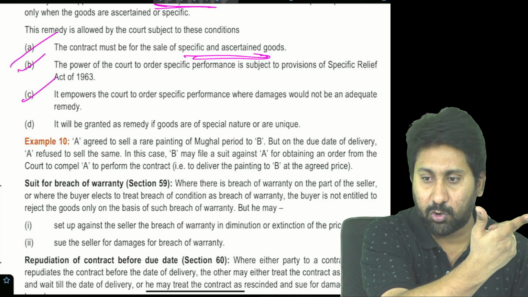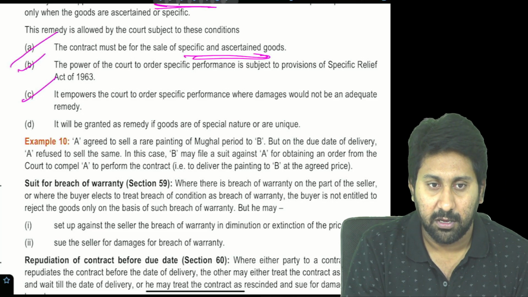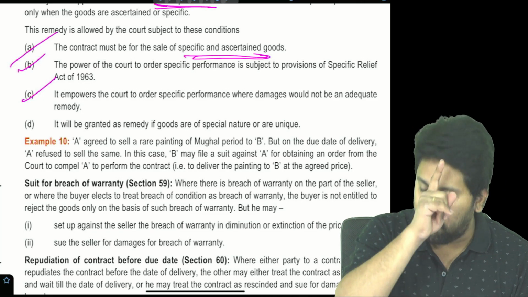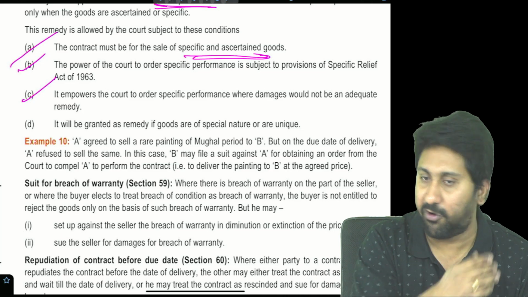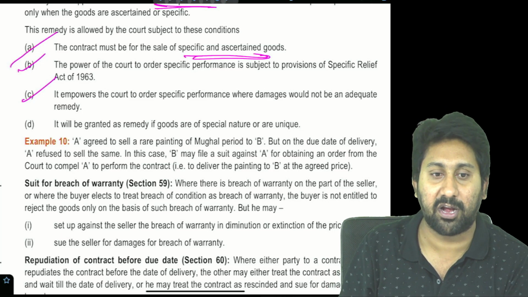I will file a case in court, not for damages. I don't want your damages. I don't want your interest. The buyer will sue the seller. I want delivery, that's all. Specific performance. Under the Specific Relief Act, the court will give the judgment, not under the Contract Act, etc.